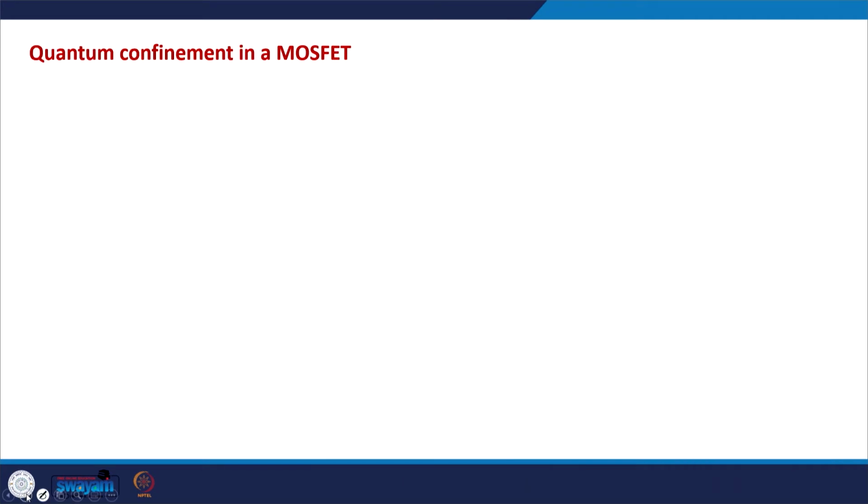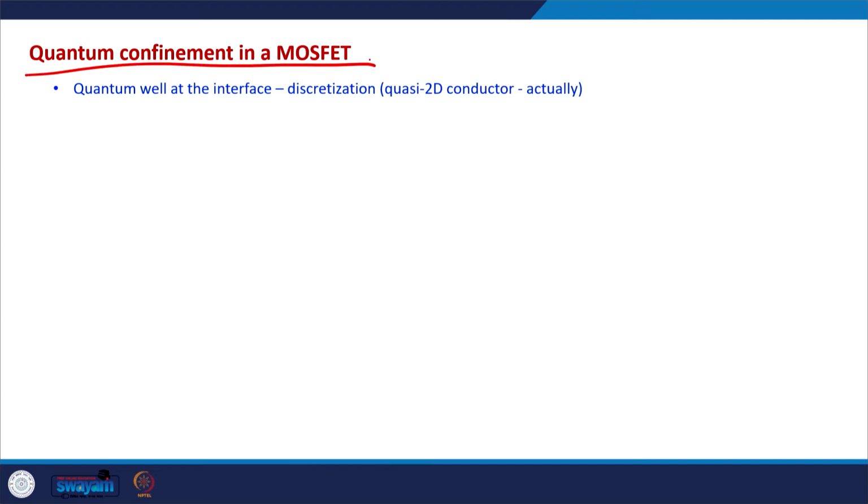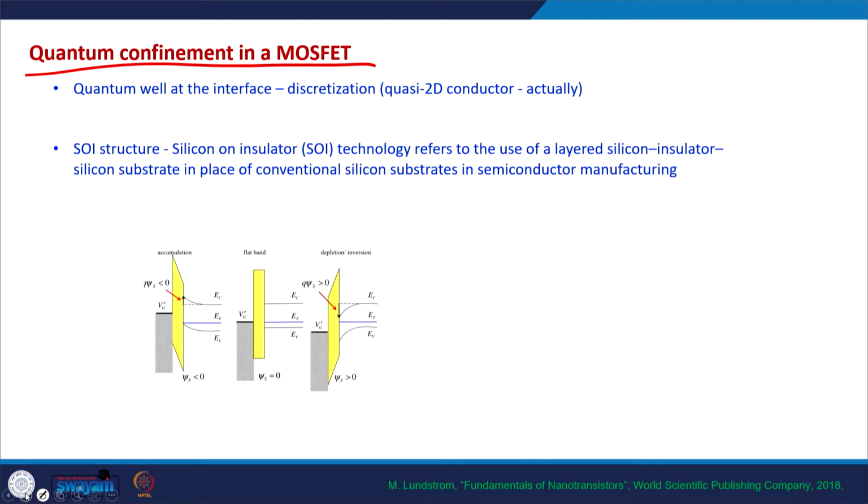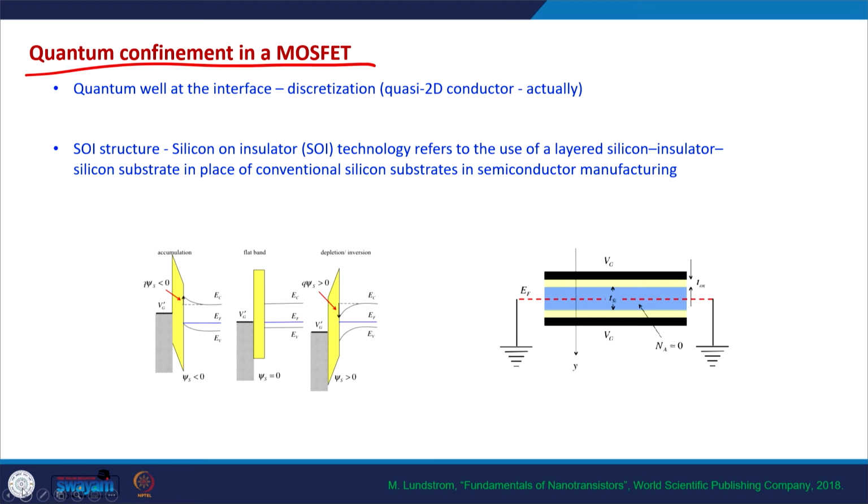Now let's come to an important concept in MOSFETs, which is quantum confinement in a MOSFET. This topic we started in our previous class as well. But now since we have a better understanding of ETSOI MOSFETs, we would be able to do it in a better way.